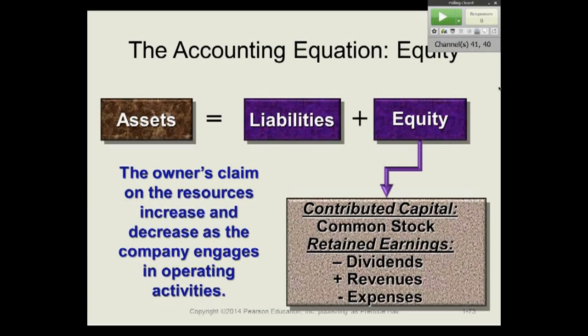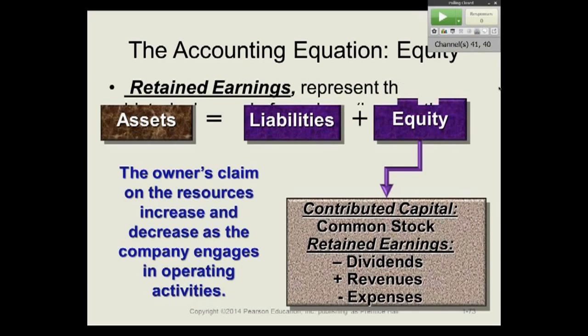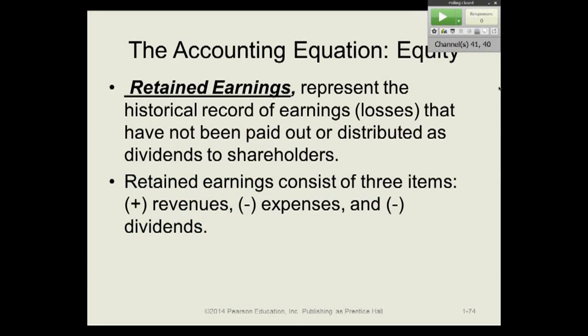So dividends are not expenses. Dividends are transactions with owners, not outsiders. All right, so again, let's summarize. Retained earnings, again, is going to be the historical record of earnings, revenues, expenses, losses that have not been paid out as dividends. Retained earnings has three elements, as I said, just to summarize. It's going to be revenues minus expenses minus dividends. If you have an earlier version of the slides, it might say plus dividends. That was a typo from the publisher. I was able to get in and change that. So it's revenues minus expenses minus dividends.